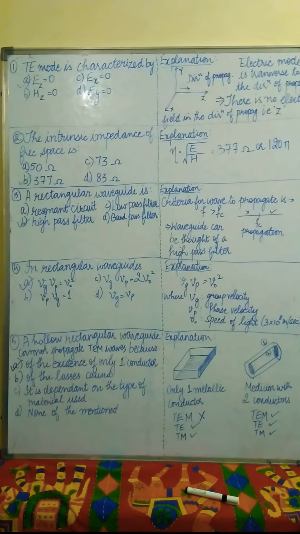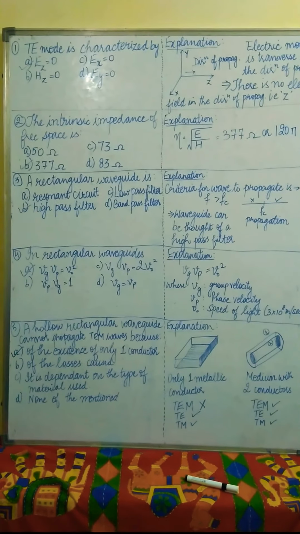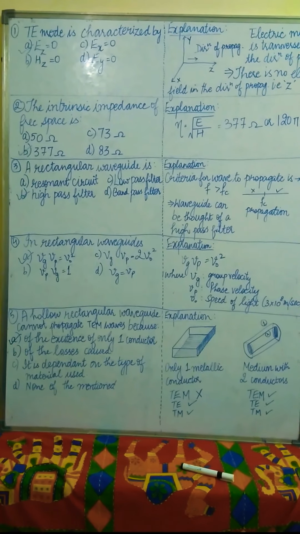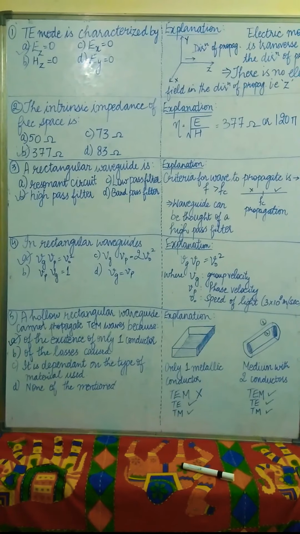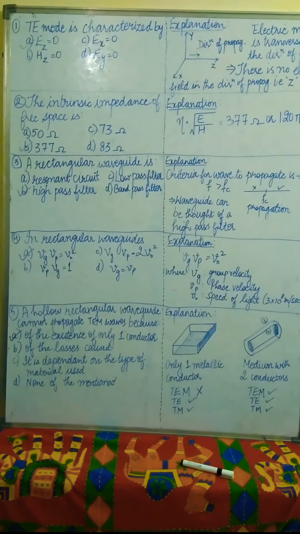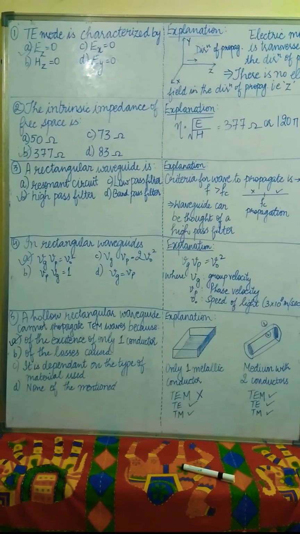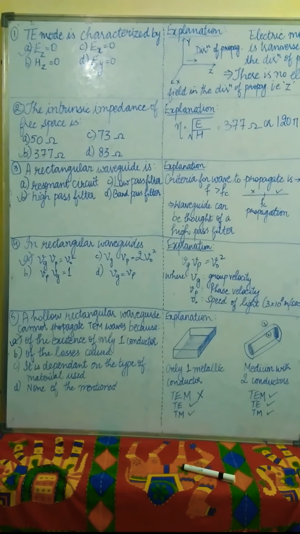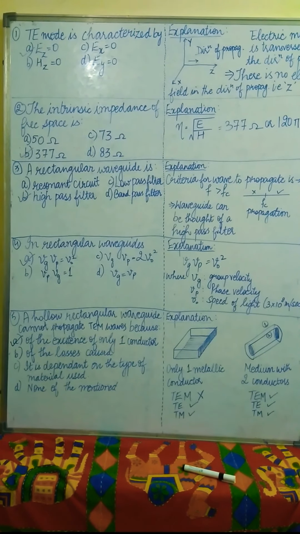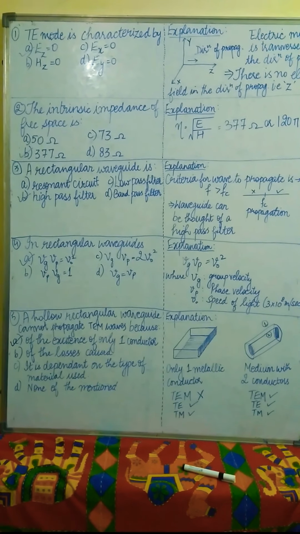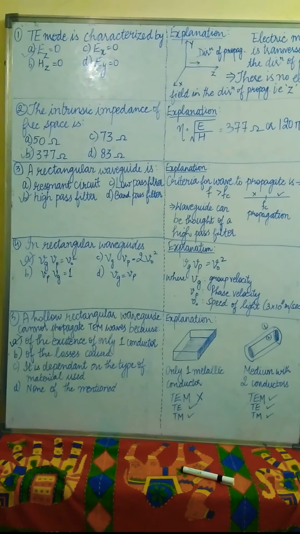Last question. A hollow rectangular waveguide cannot propagate TEM waves because: first, because of the existence of only one conductor; second, because of the losses caused in it; third, because it is dependent on the type of material used; or none of them. The answer is because of the existence of only one conductor.